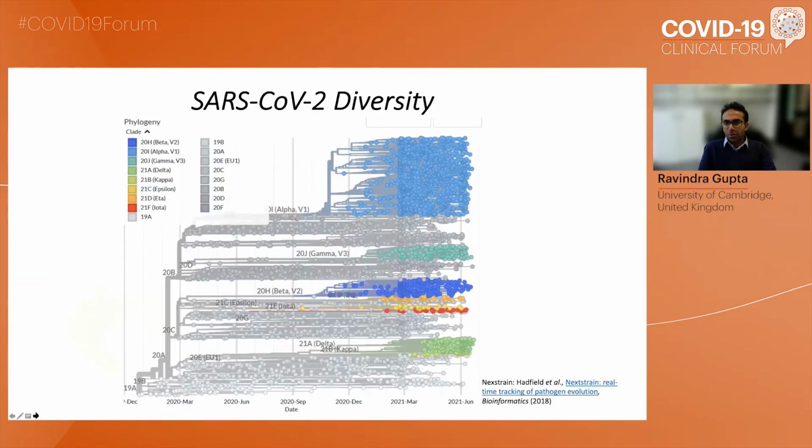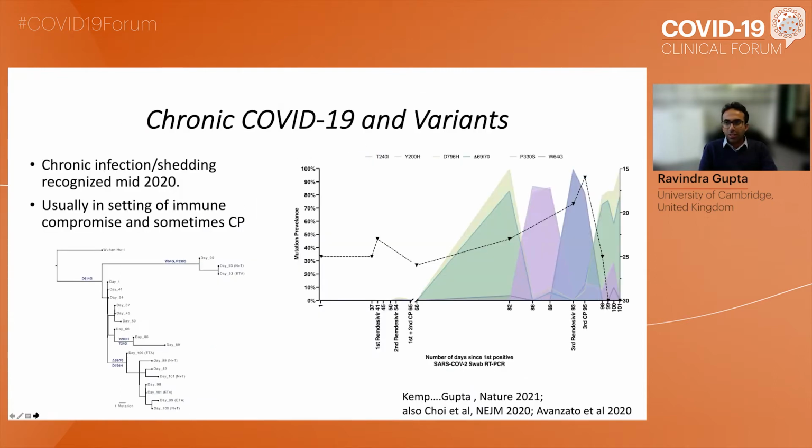So here's what's happened to SARS-CoV-2 diversity pre-Omicron. You can see there's a huge amount of diversity, with alpha, beta, gamma, and delta shown here in particular, and a huge expansion of diversity. Why do we have this much diversity, therefore threatening our vaccine responses? Well, the answer lies really in chronic infections.